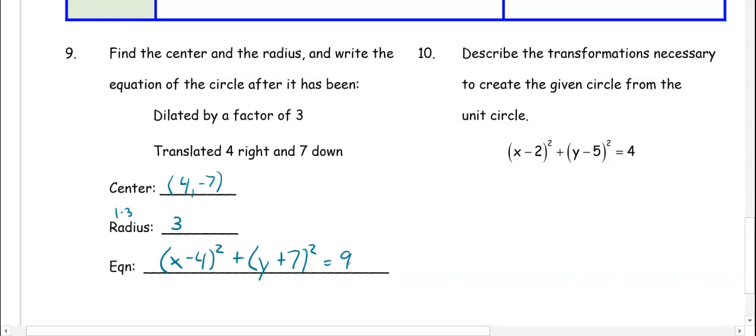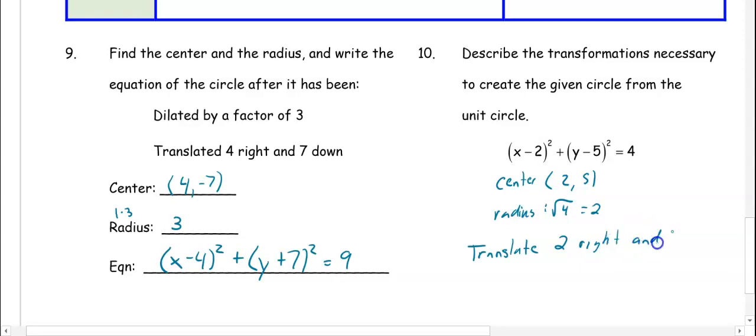So in 10, we're going to go the opposite way. So here our center is 2, 5, and our radius is the square root of 4, which is 2, which means we translate 2 right and 5 up, and then we dilated by 2.